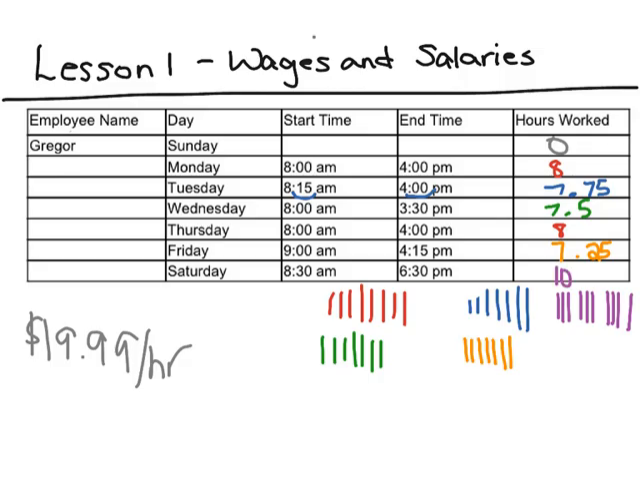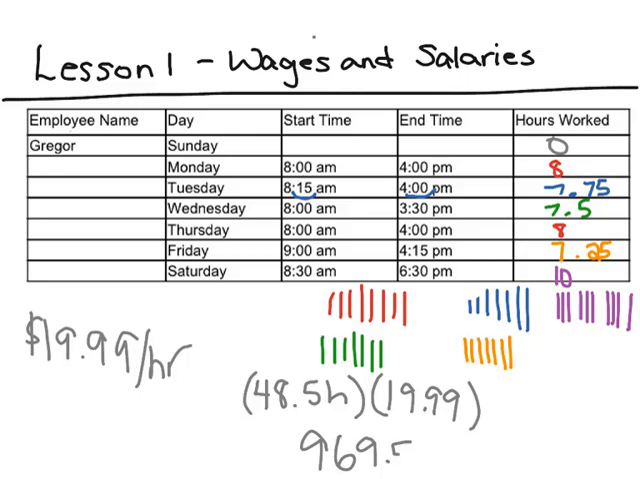So now we're just going to add all those numbers together. 10 plus 7 plus 8 plus 7 plus 7 plus 7, 8 plus 0.75 plus 0.5 plus 0.25. And in total, we should get 48.5 hours. So we're going to take 48.5 and multiply it by 19.99. And altogether, he made $969.52 this week.